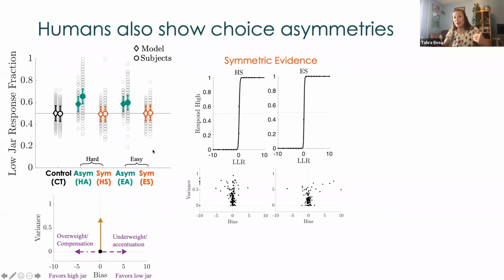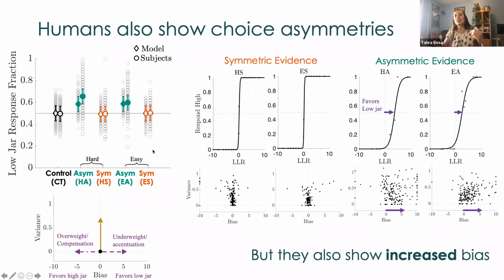However, when we instead consider the asymmetric evidence, we see that not only is our psychometric curve showing this much smoother sigmoidal function, so it has quite a bit of variance in it, it is also showing a shift, specifically in favor of the low jar. So they're showing increased choice asymmetry. So now this asks the question, well, what is causing this? Is it true that these subjects are misweighing their evidence using Bayesian models, or is there something else happening here?